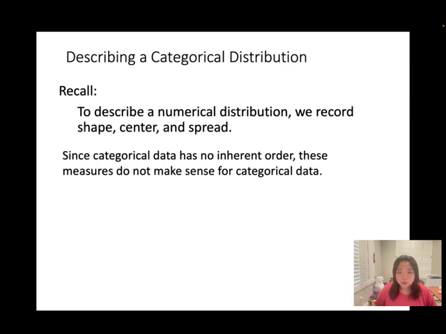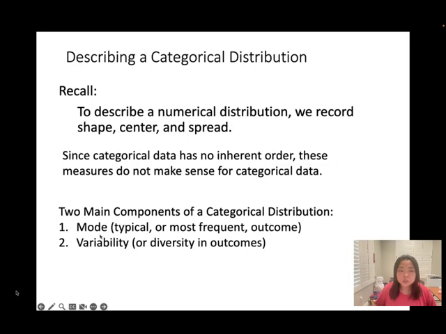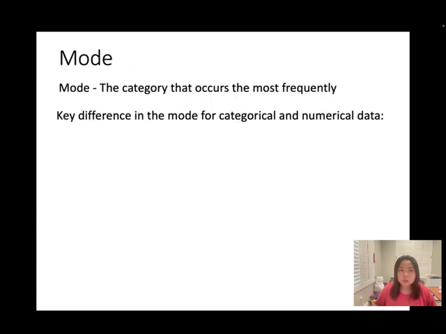So for categorical data, we only focus on the mode and the variability. The mode, you could think of it as similar to the center, the typical value, or the most frequent. For the variability, we talk about the diversity. Mode: the characteristic that occurs most frequently.